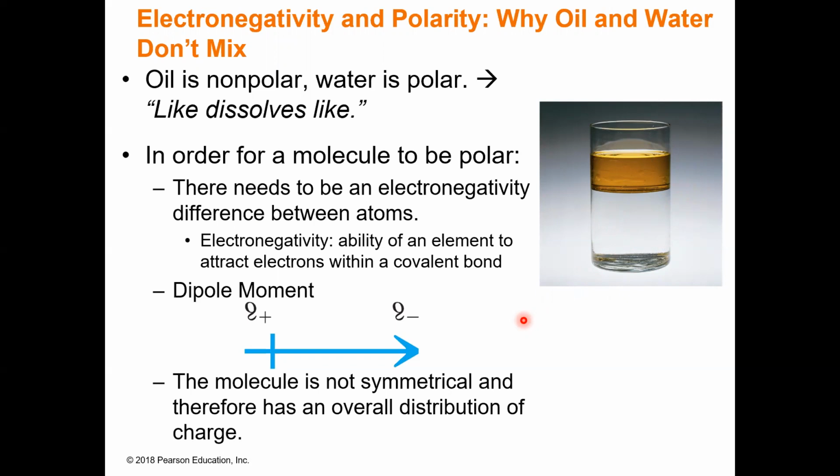Now, in order for a molecule to be polar, there needs to be a difference between the electronegativity between the atoms. What we mean by the electronegativity is the ability of an atom or an element to attract electrons within the covalent bond.